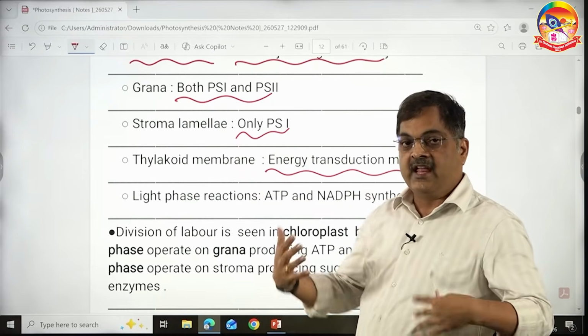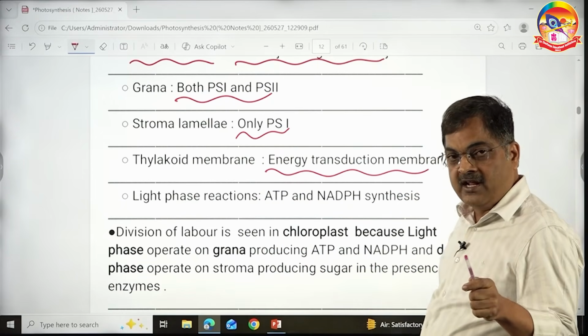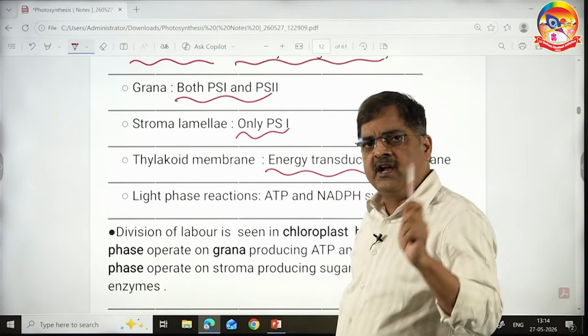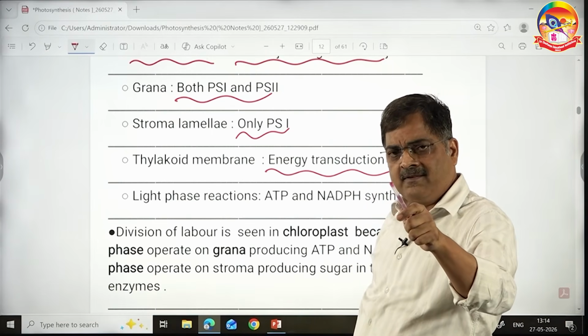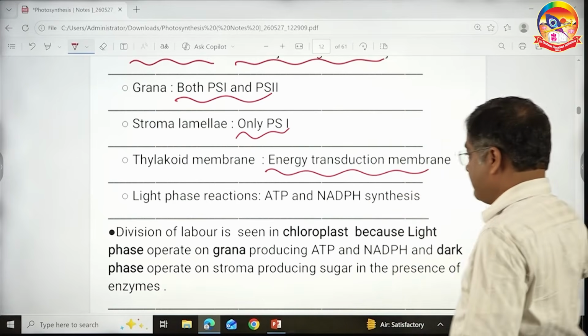When you break this gradient, ATP is synthesized. Therefore, we say energy transducing membrane. Could you answer? In mitochondria, what is the energy transducing membrane? Yes, the inner membrane of mitochondria is the energy transducing membrane.